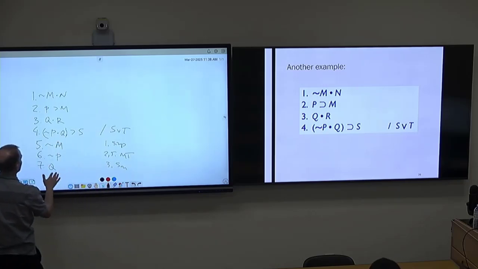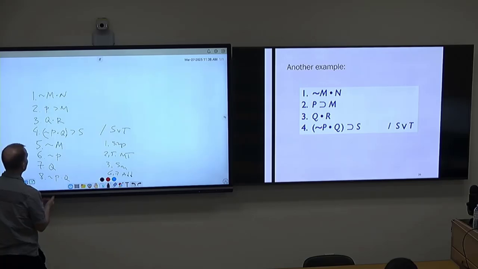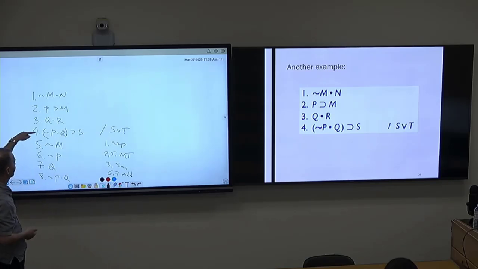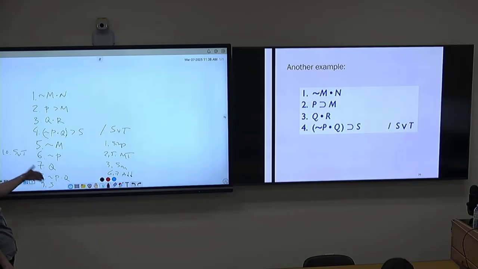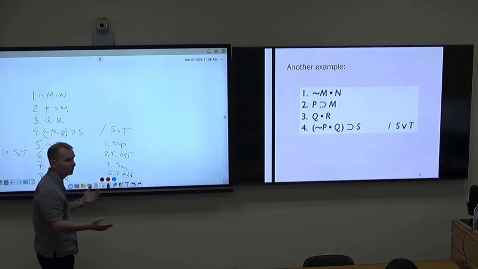Once we got Q here, we can combine it with not P. Actually got there, because that with this gives us S. But remember that we can validly from S get to S or T, because if it is true with S, it's also true with S or T. Even though we don't have T, that rule allows us to do it.